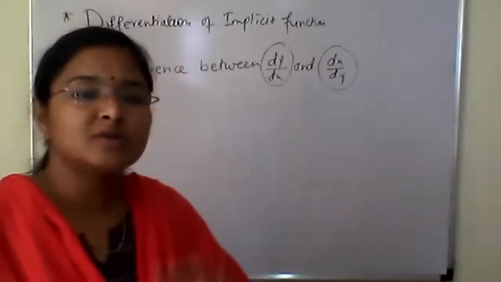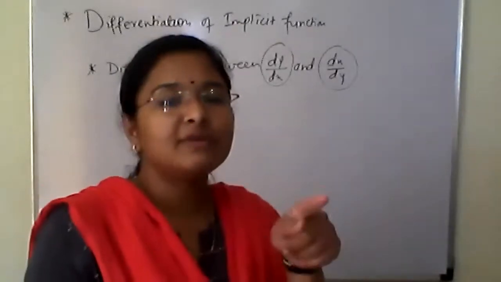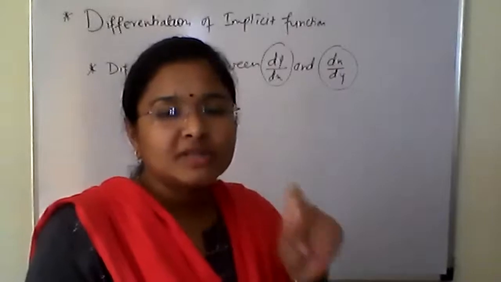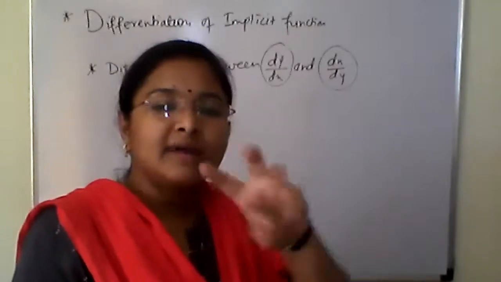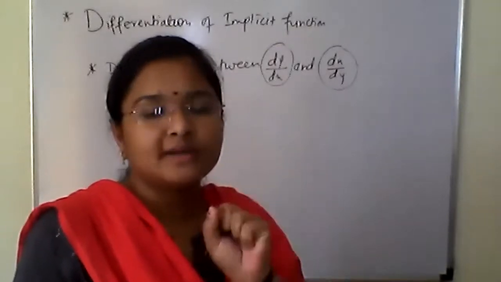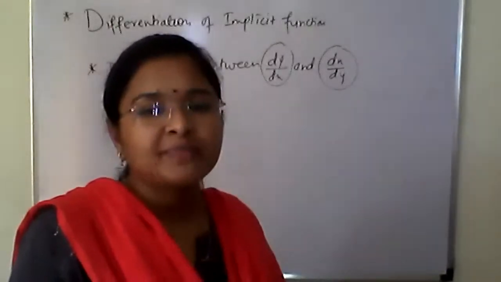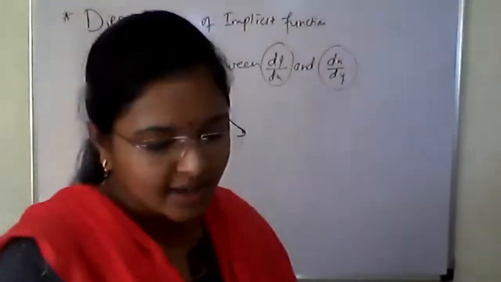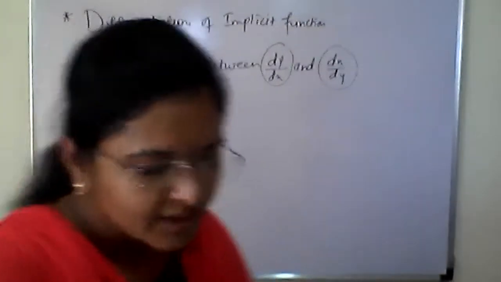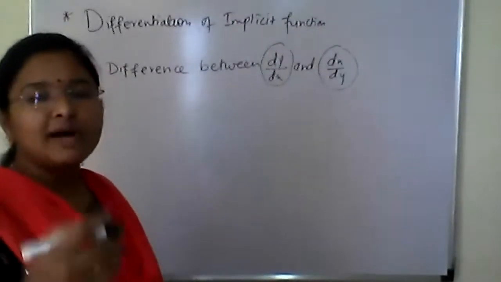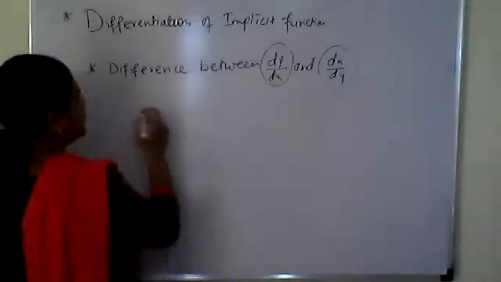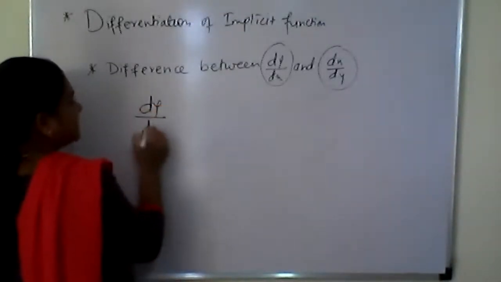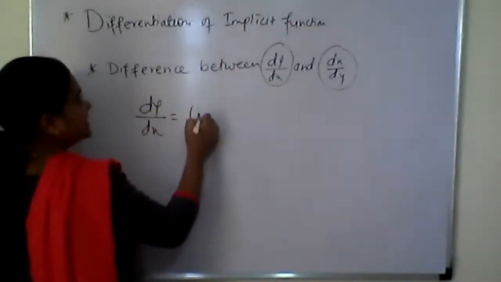Because if y is not a function of x, and if we are differentiating y with respect to x, then the y function will be considered as a constant function, and then the derivative will be 0. Now, in general, how can we write the derivative of y with respect to x? See, we have seen dy by dx is a limit.